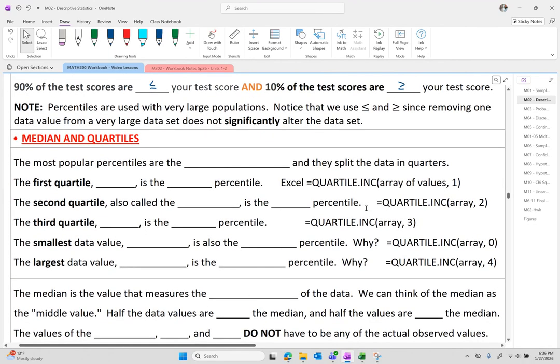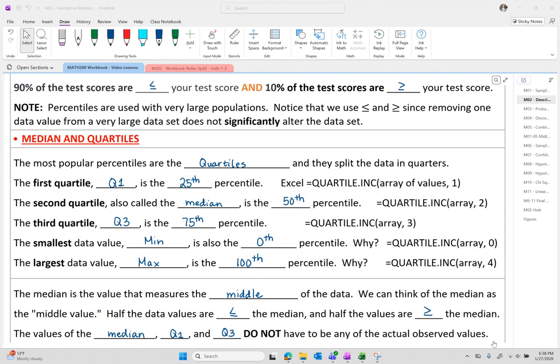Some very important percentiles are the median and the quartiles. The quartiles split the data in quarters. The first quartile, with notation Q1, is the 25th percentile. The second quartile is called the median, is the 50th percentile, and splits the data in the middle. The third quartile, with notation Q3, is the 75th percentile, and all of those can be found with an Excel function called quartile.